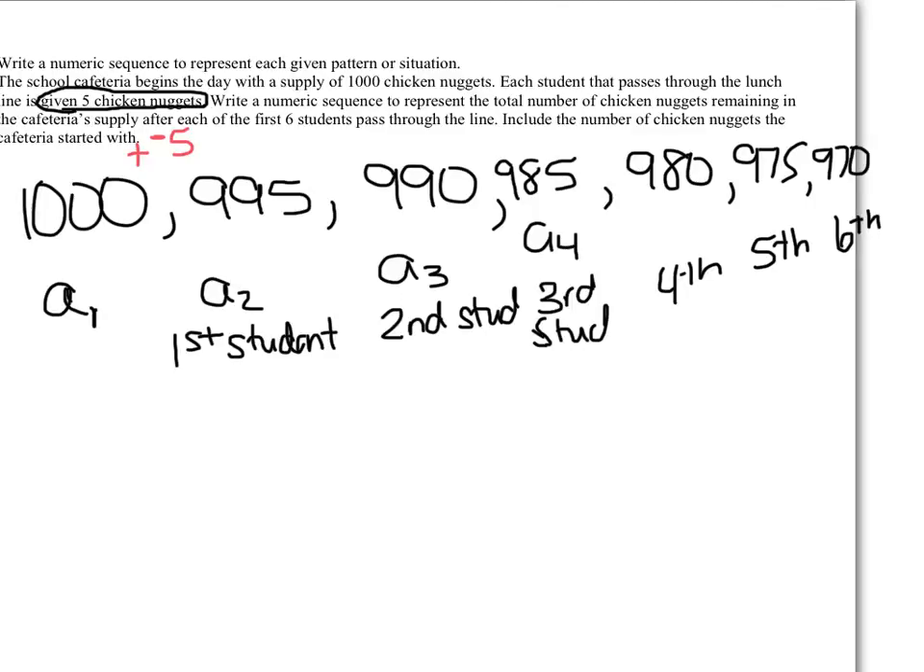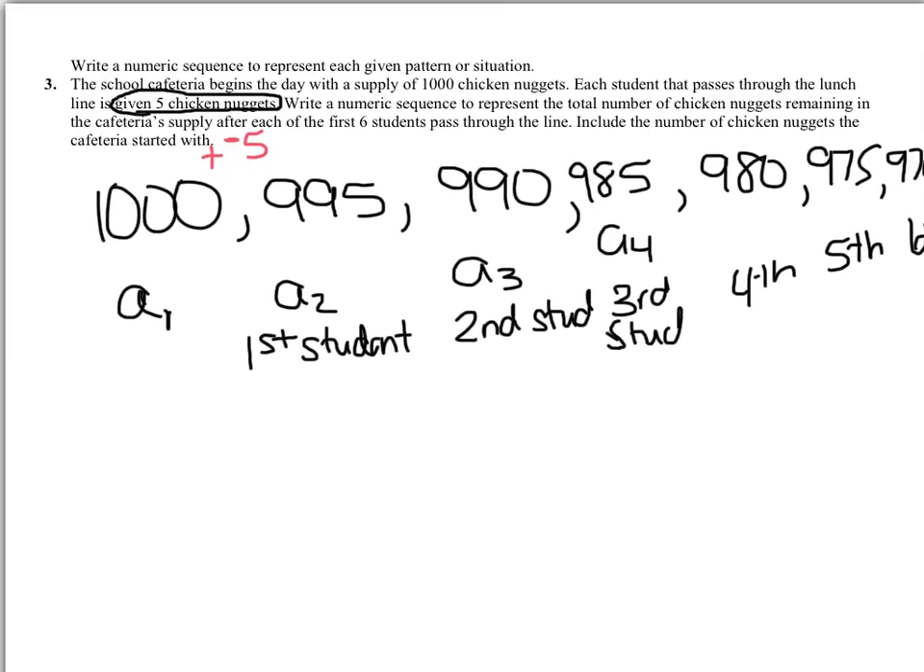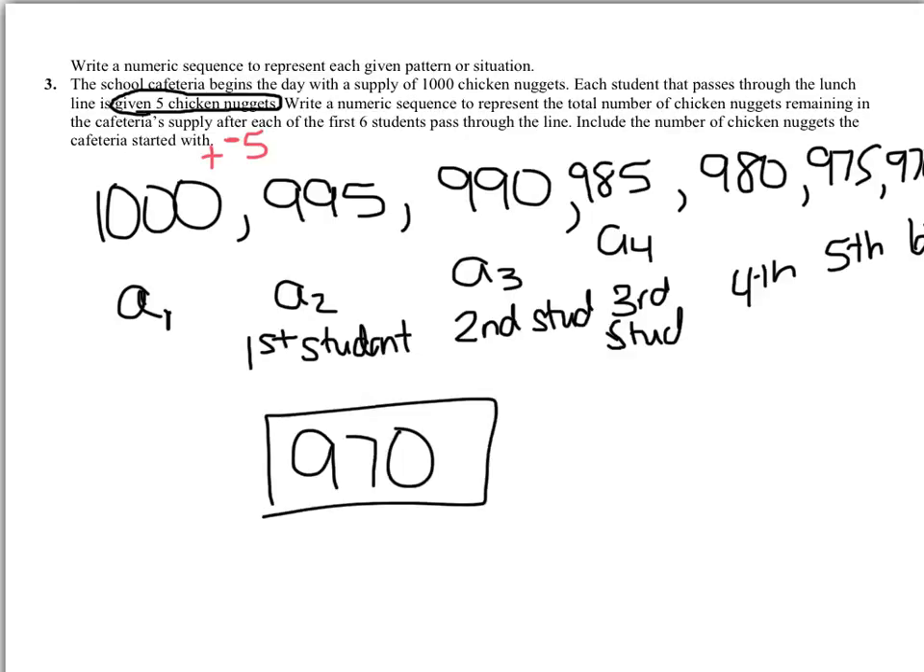Sorry, the question was write a numeric sequence to represent the total number of chicken nuggets remaining in the cafeteria supply after each of the first 6 students. So here's our 6 students. So we have 970 left after the 6th student walks through. All right, guys, let's go to the next one.